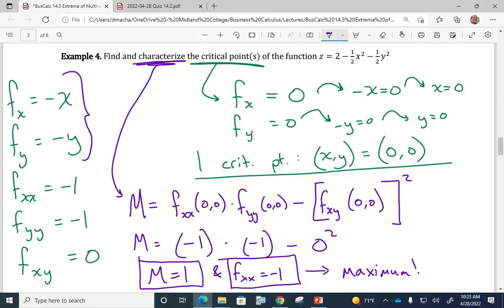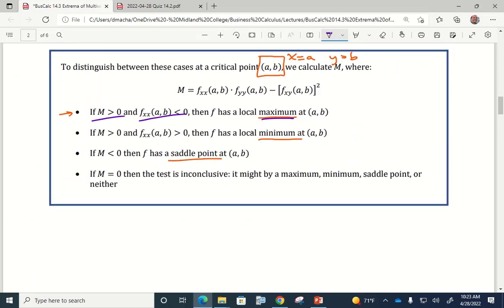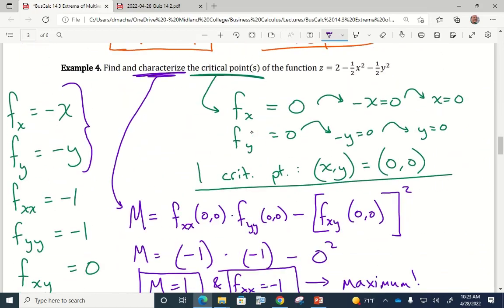Then to figure out whether or not this critical point is a maximum or a minimum or a saddle point, we do our little M test where we calculate M. And since we found that M was positive 1 and the second derivative of x was negative 1, we're talking about this first bullet point, and this first bullet point tells me that that test told me I have a maximum at my critical point. So I have a maximum of this function at the point 0, 0.